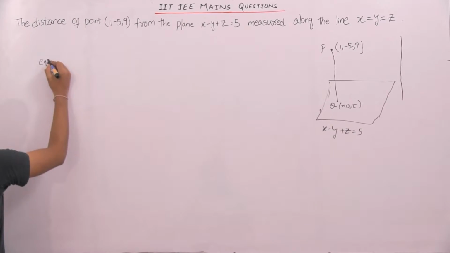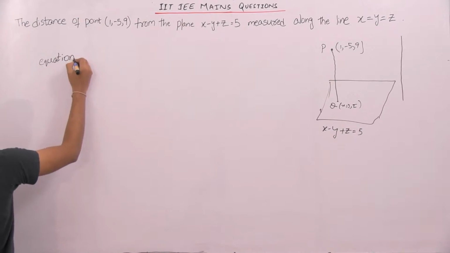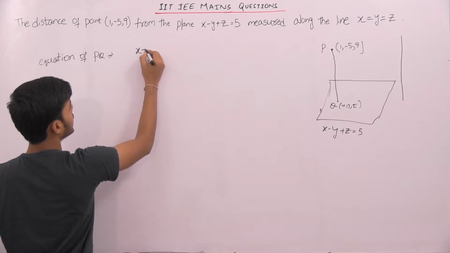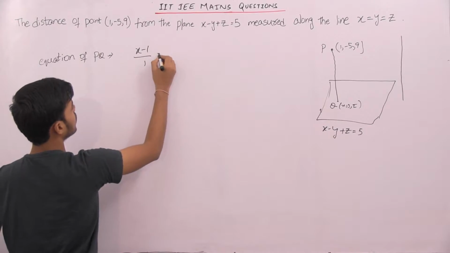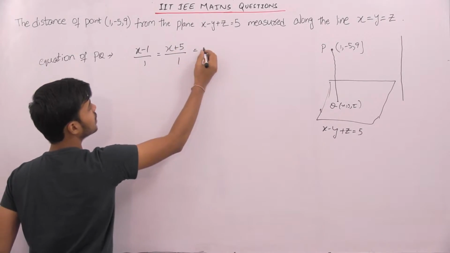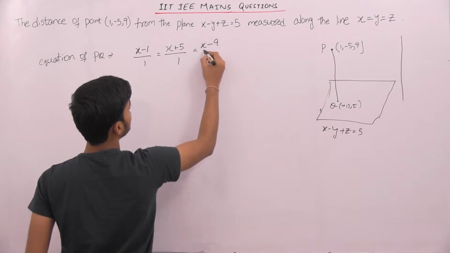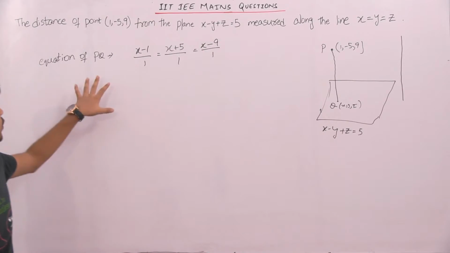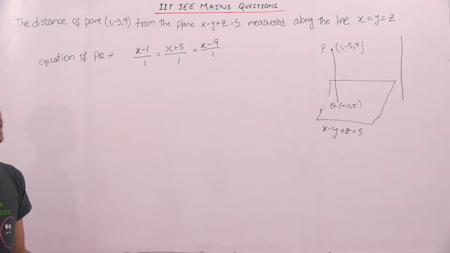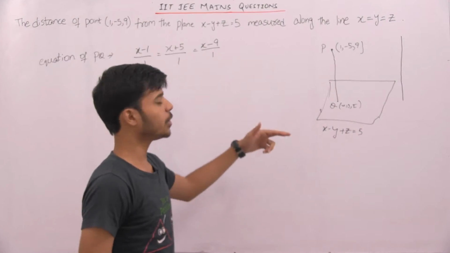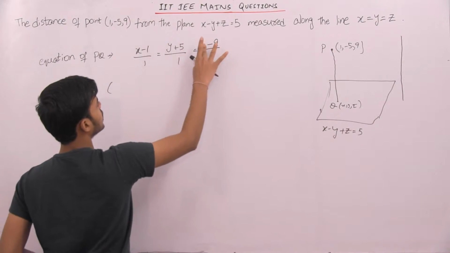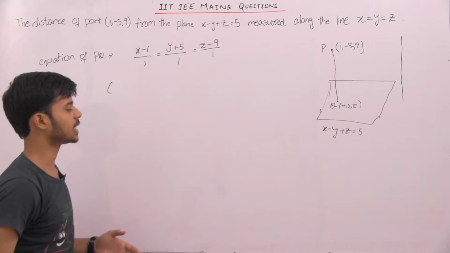So the equation of PQ is (x minus 1) by 1 is equal to (y plus 5) by 1 is equal to (z minus 9) by 1. Now we have got the equation of line PQ. So we can denote all the points which are on the line PQ in the form of x, this should be y, this should be z, because we have assumed it to be (x, y, z).